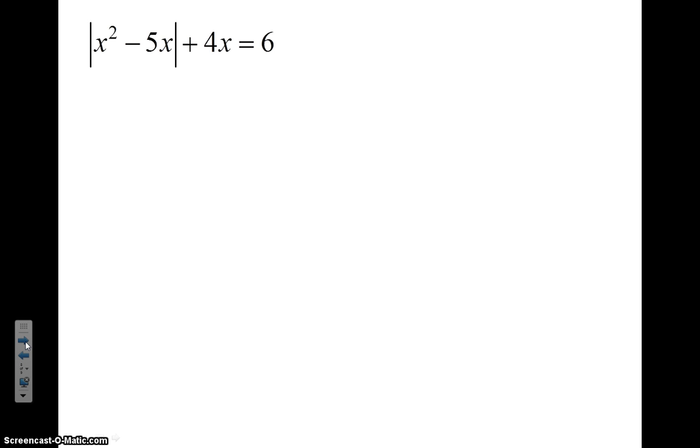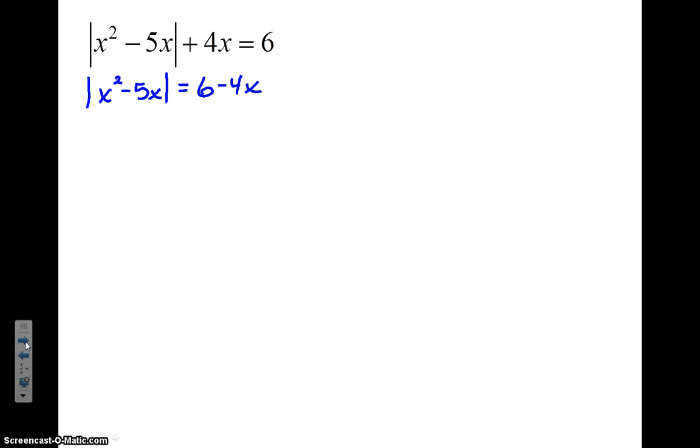Okay. So our last absolute value example here is the absolute value of x squared minus 5x, and then we're going to add 4x to that, and it's equal to 6. So we need to isolate the absolute value once again, meaning that we're going to have to subtract 4x on both sides. So that gives me x squared minus 5x inside the absolute value equals 6 minus 4x. And it's a little bit more complicated because we have multiple terms that this absolute value is equal to.